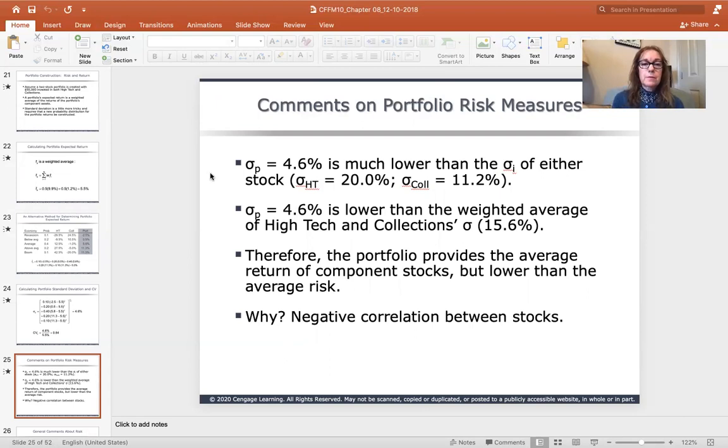So the standard deviation for high tech was 20%. The standard deviation for collections was 11.2%. We've reduced it by basically 75%. By putting these two stocks in a portfolio, we've reduced our standard deviation all the way down to 4.6%.